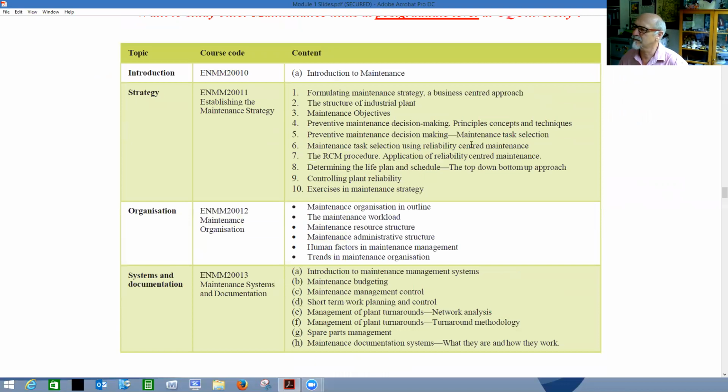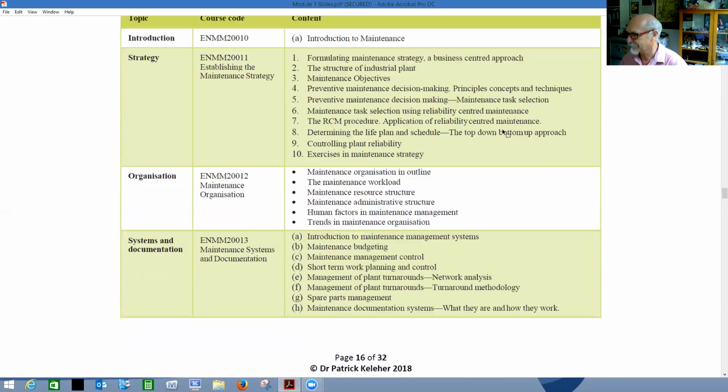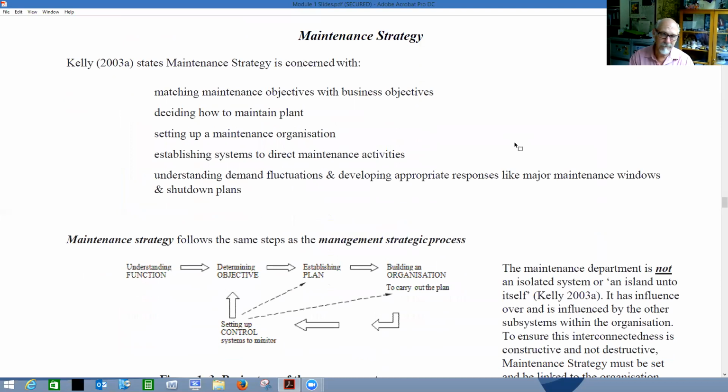We're going to just finish off by looking at strategy, organisation, systems and documentation, again in a general sense. They're the typical things that are covered in the graduate certificate, and then you can do a graduate diploma and then a master's, building on what you've done in the undergraduate. All right, so maintenance strategy. Kelly states that maintenance strategy is concerned with matching maintenance objectives with business objectives.